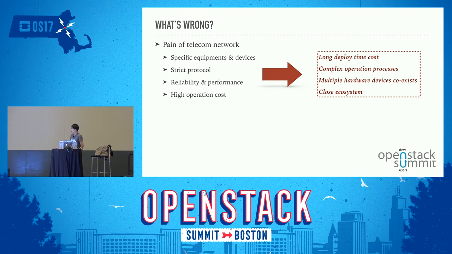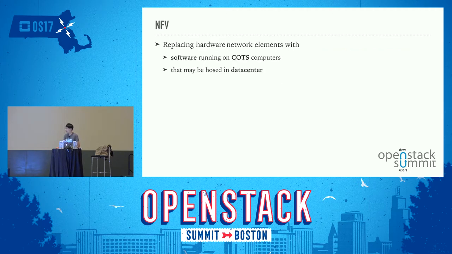That's why this kind of problem results in some bad things, including long deployment time and time cost of your new business applications, and much more complex operation processes for your new business application. You always have multiple hardware devices coexisting in your data center because you need to handle it. And what's worse is a closed ecosystem, because nobody can play very easily in this field. So if you say this problem in one sentence, your new business model actually requires new network functioning. And that's why we need to have NFV.